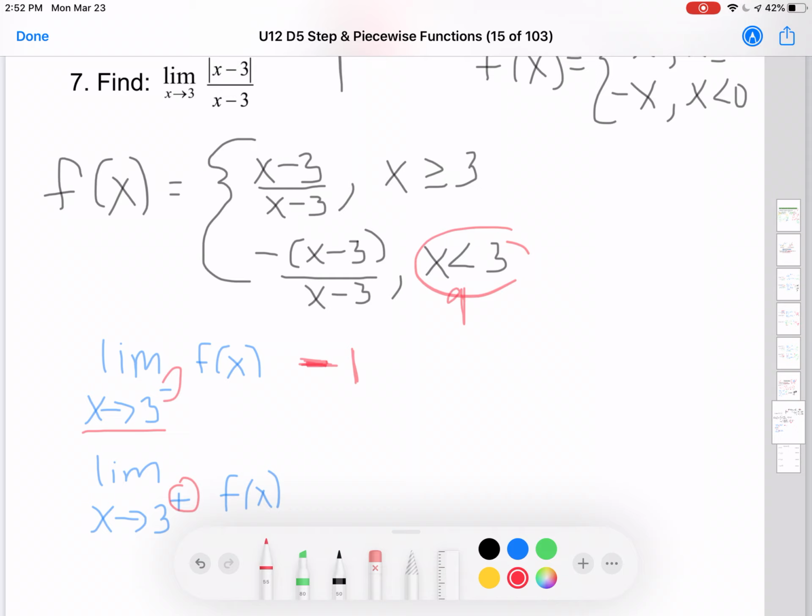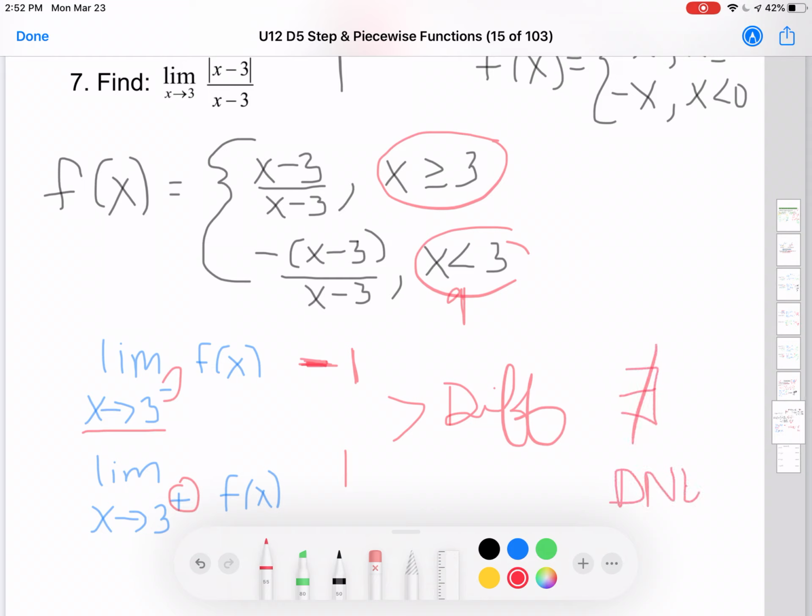Okay, so now let's approach from the right. So now I'm going to use this domain. And the same thing, if you put in 3 right there, you're going to get 0 over 0, so we can't figure out what the value would be. So maybe use the number 4. If I put in 4, 4 minus 3 over 4 minus 3, I get 1. So we can see that these guys are different. It does not exist. And that's it. Those are the 2 that you need to know for absolute value.